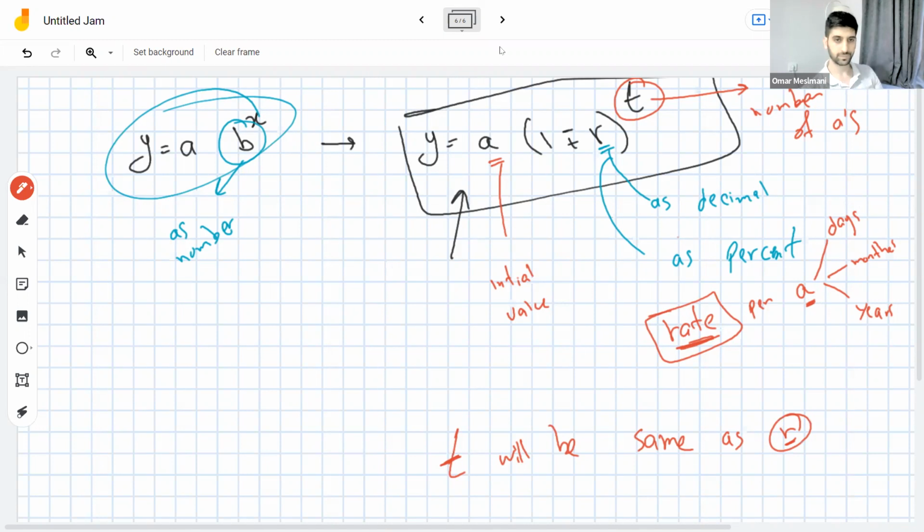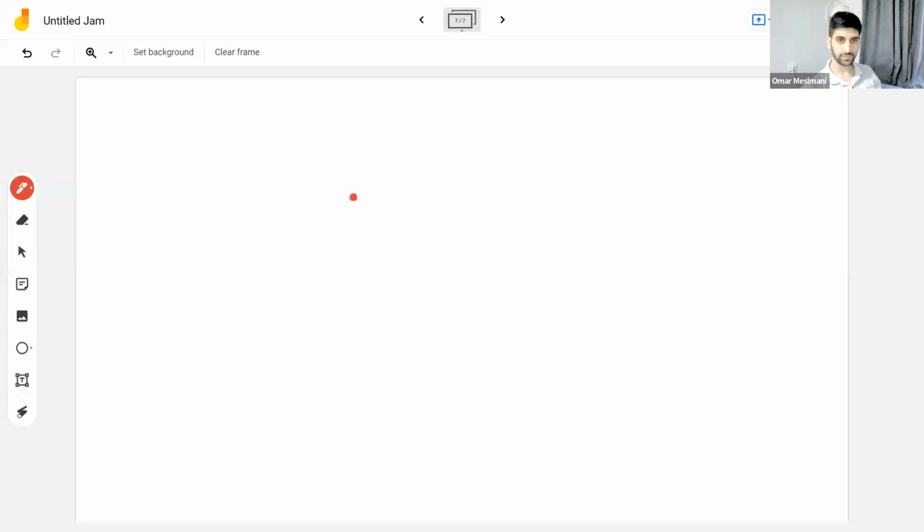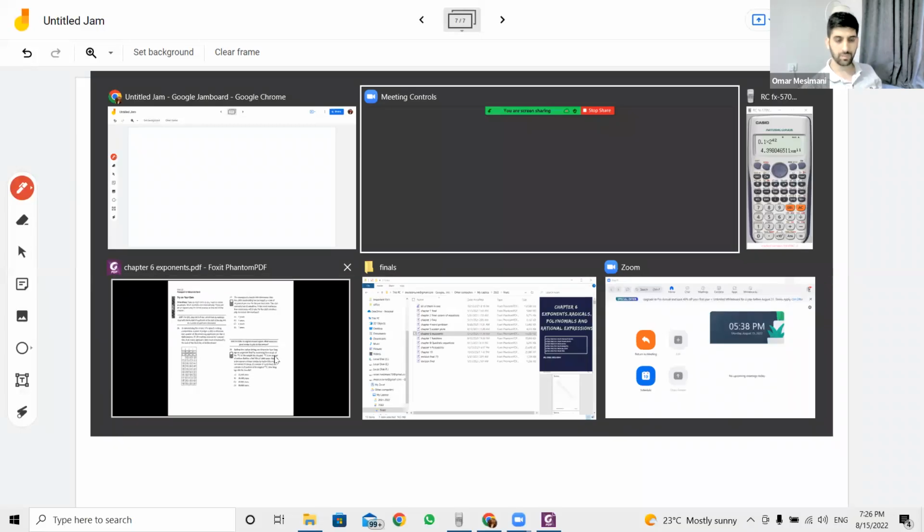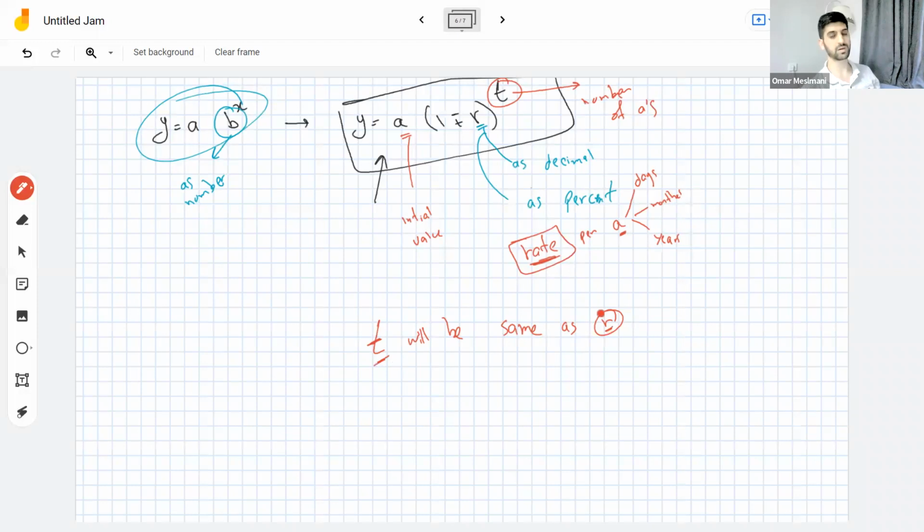Okay? Do we change R for T or T for R? We change T for R. T will be the same as R, not R the same as T. R never changes.